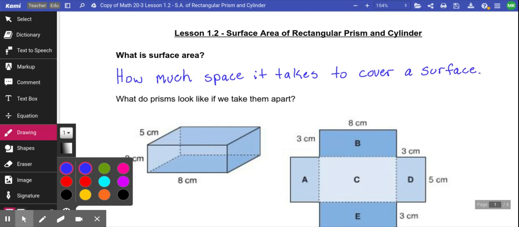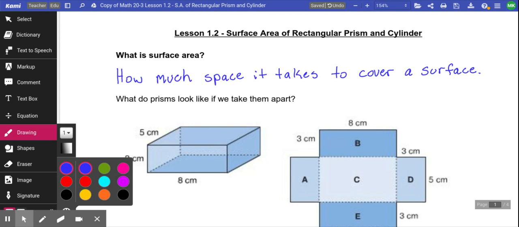Now, the other day, when we did this, we were talking about just 2D images. That's like one flat surface. So, for instance, if I said the top of this desk, how much would it take to cover just the top of that desk? You're looking at one 2D rectangle, nice and simple.